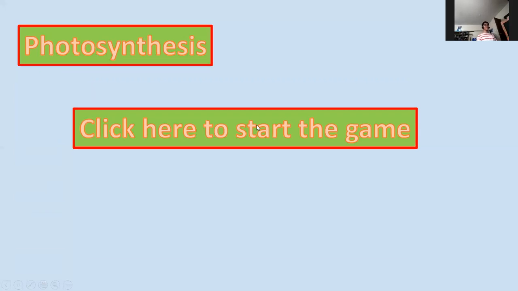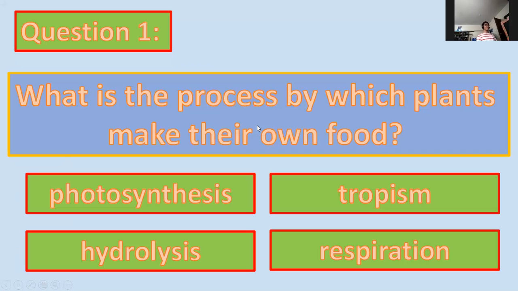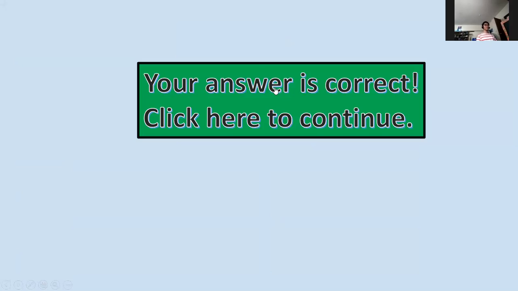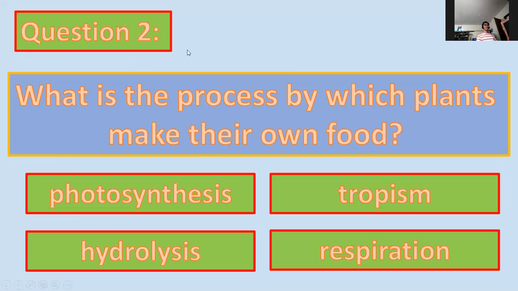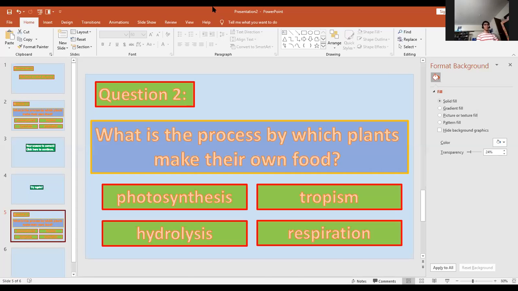Photosynthesis, click here to start the game. What is the process by which plants make their own food? Tropism, try again. Hydrolysis, try again. Respiration, try again. How about photosynthesis? Click here. Your answer is correct. Click here to continue. Okay, this is now the question number 2.